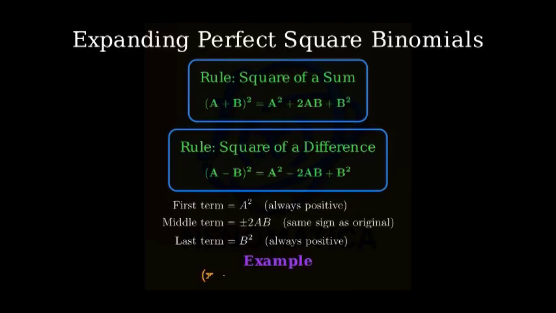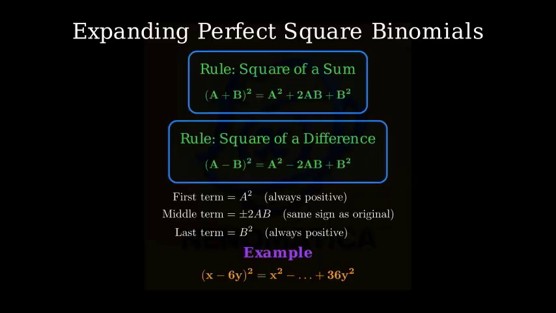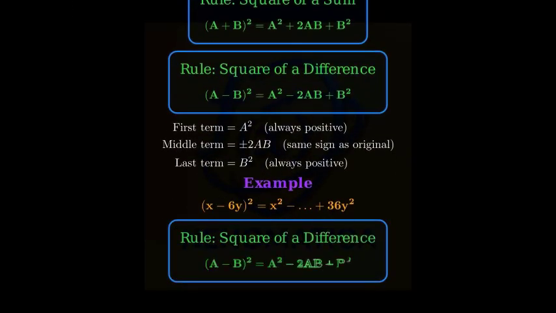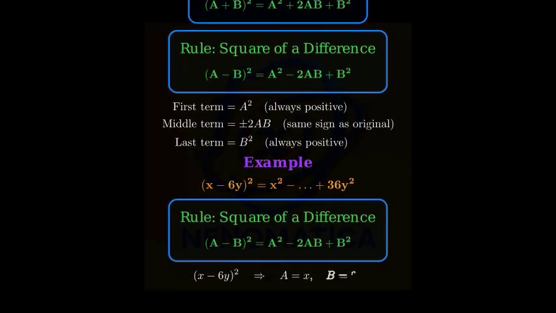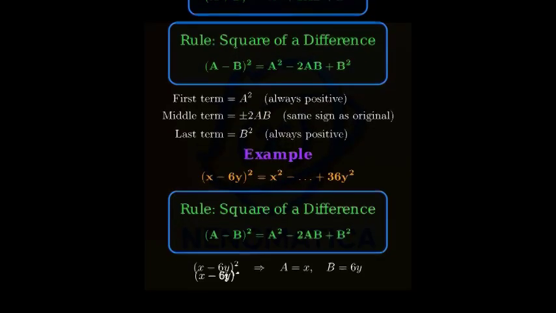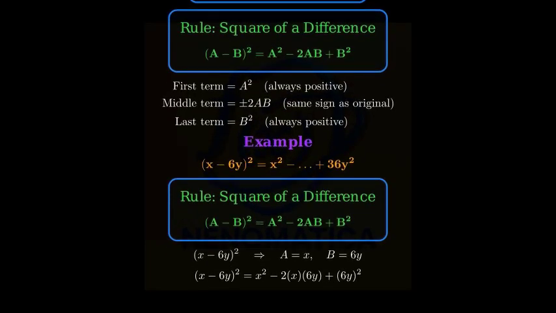We need to find the missing term in the expansion of (x - 6y) squared equals x squared minus blank plus 36y squared. For this example, we'll use the square of a difference formula. Let's identify our terms first. In this case, a is x and b is 6y. Now, we can substitute these values into our formula.